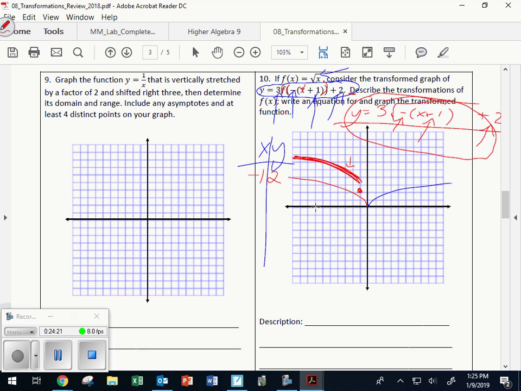Okay, description, that's this. Oh wait, it does say describe the transformations. So that would be where you'd say the part I said before. Reflection, left 1, up 2, vertical stretch. That makes it basically go up like this.